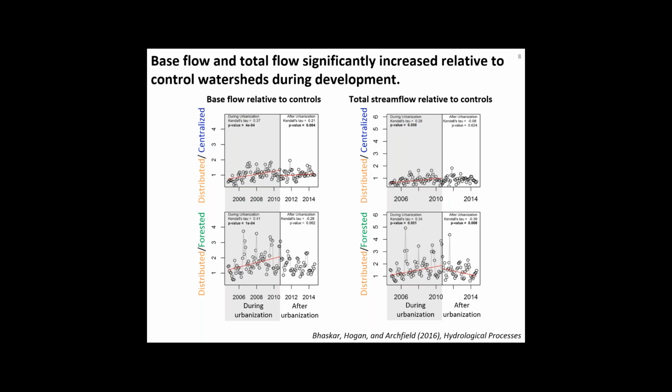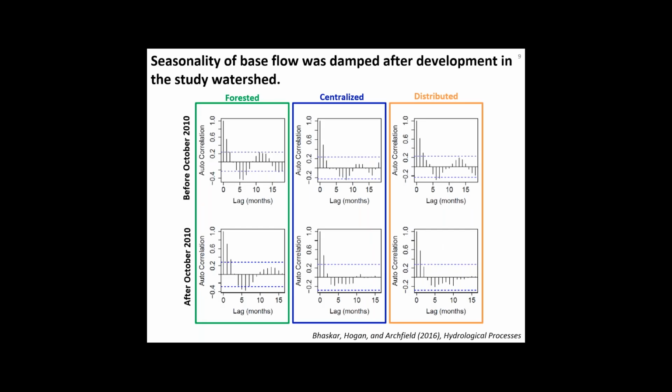So on the left, we have the forested watershed, where we see the seasonal pattern in this autocorrelation plot, where we're seeing monthly base flow values 1 or 2 months apart are positively correlated to each other versus monthly base flow values 6 months apart are negatively correlated, and that's related to the strong seasonality in base flow in this forested watershed that exists both before and after 2010.